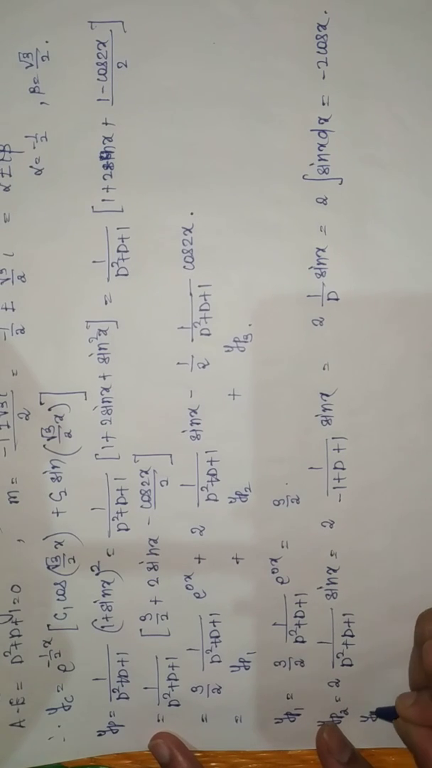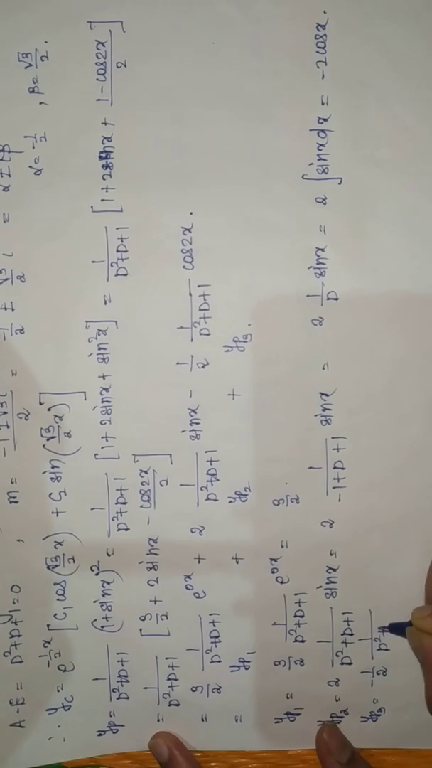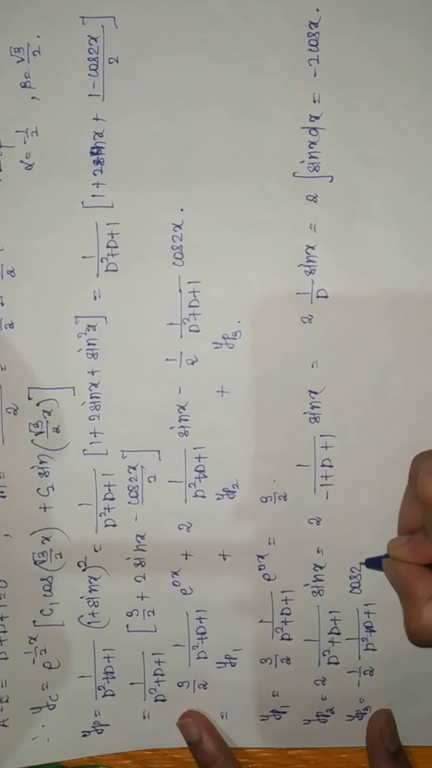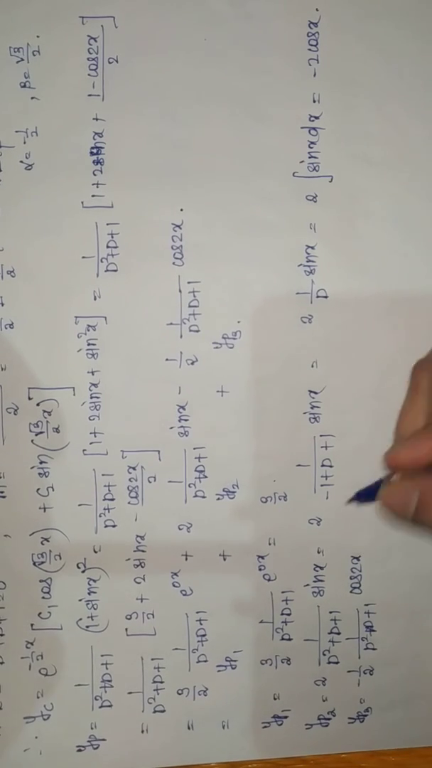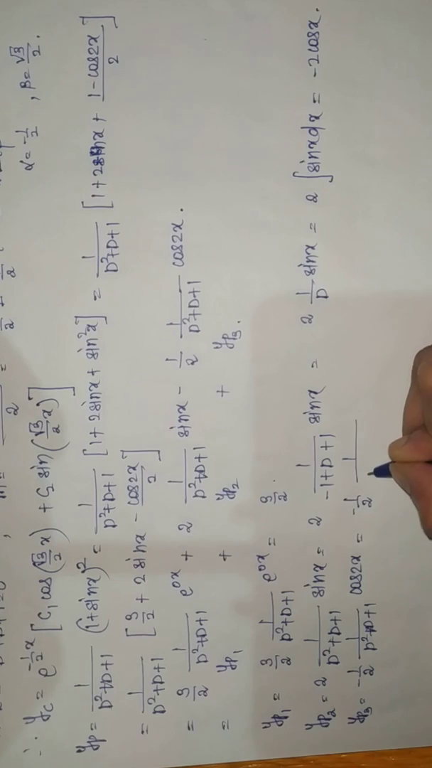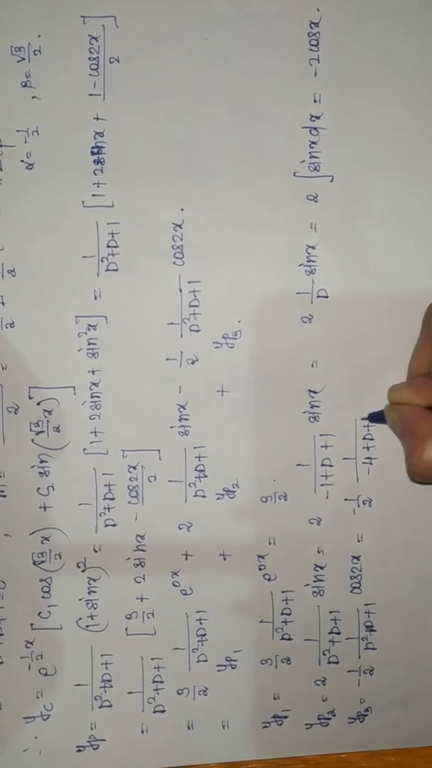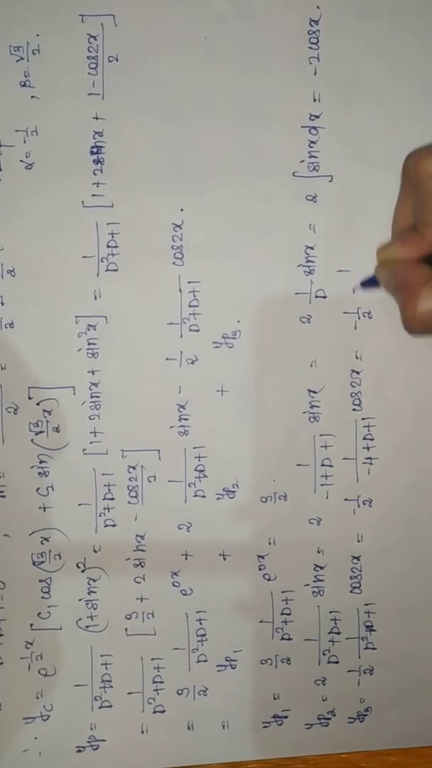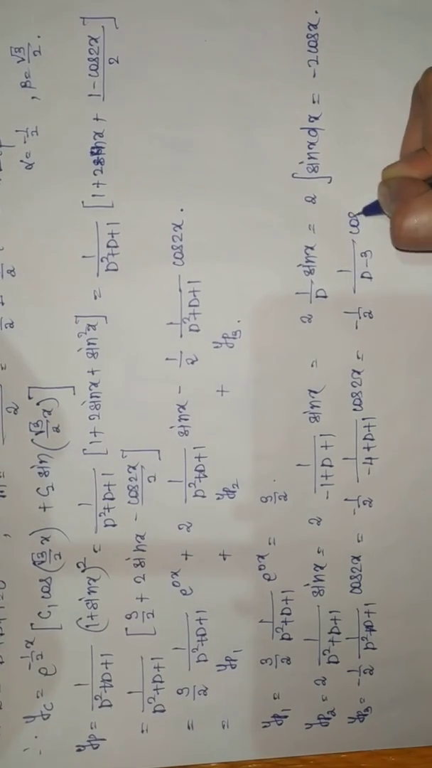Now let's find out yp3. So it is minus half 1 by D square plus D over cos 2x. Don't forget this half. Again replace D square as minus a square. Here a is 2, that means replace D square as minus of 2 square, that means minus 4. So it is 1 upon D minus 3 cos 2x.